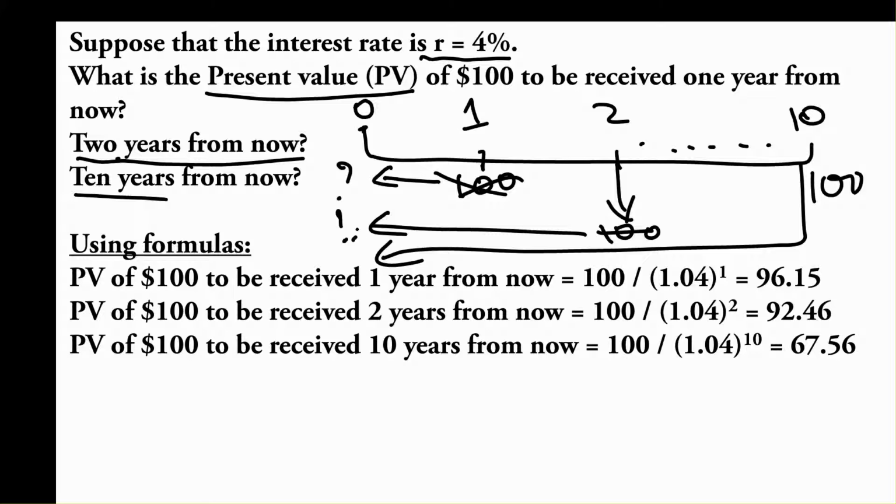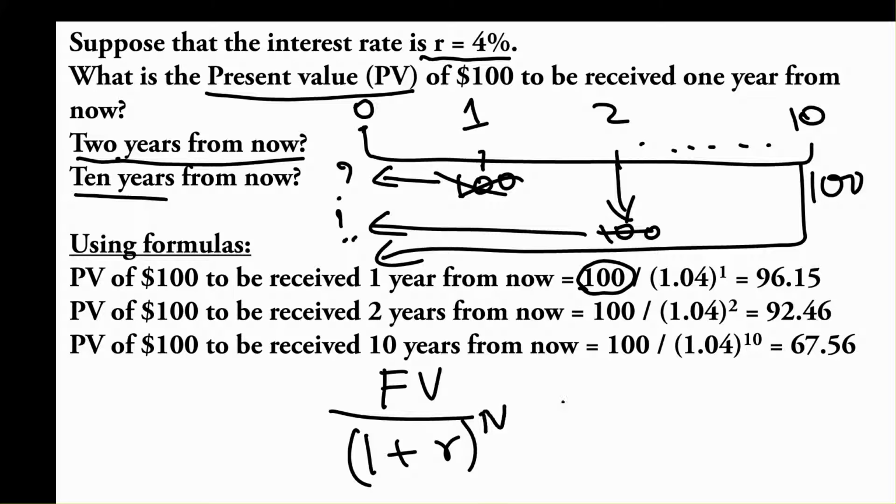Okay. In terms of the formulas, simply take the future value, which in this case is 100, and divide it by 1 plus the interest rate R in percent terms, raised to the number of years. If it's 1 year from now, it's raised to 1. If it's 2 years from now, it's raised to 2, and so on. So this is 1 plus R raised to n, where n denotes the number of years. This is how you calculate your present value.